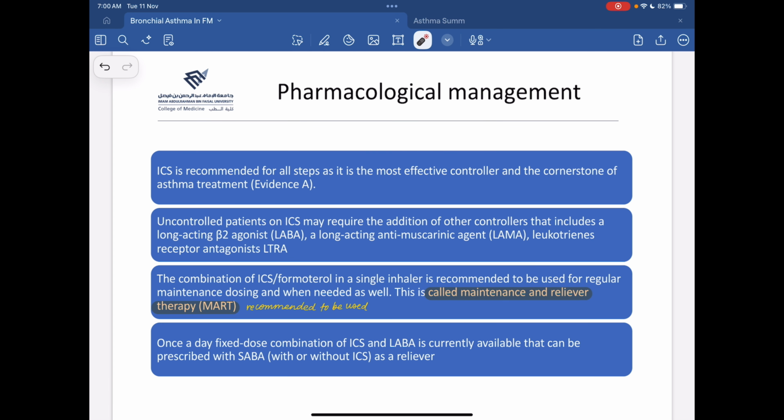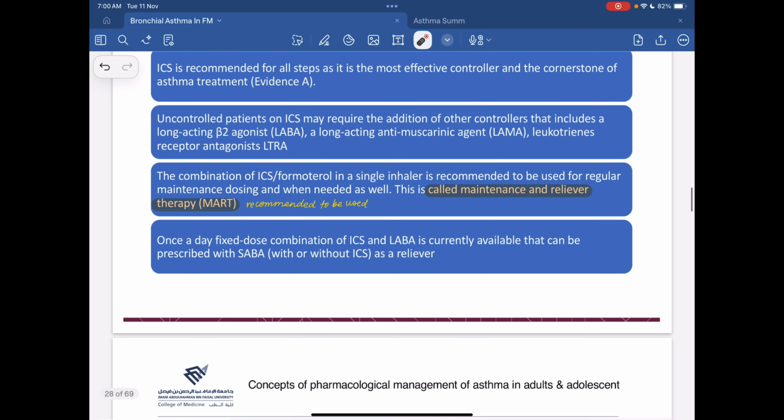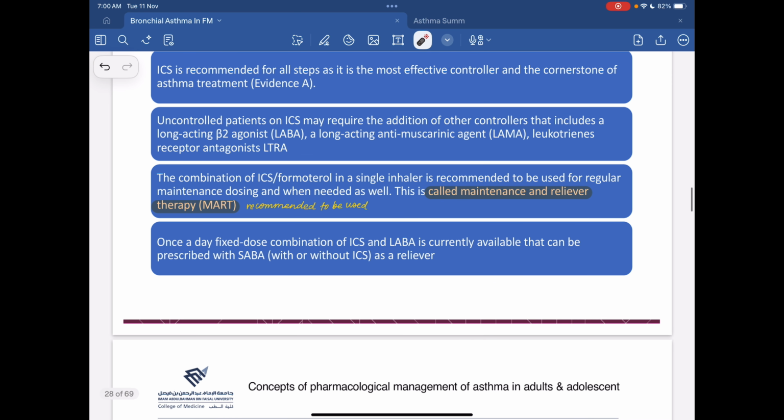Pharmacological management. ICS is recommended for all steps. It's the most effective. Uncontrolled patients on ICS may require addition of other controllers زي إيش؟ either LABA اللي هو الفورمودرول most commonly, أو ممكن a long-acting antimuscarinic agent لو ما كان tolerating اللابا, أو leukotriene receptor antagonist إذا كان هو من pediatrics أو also not tolerating اللي قبل.